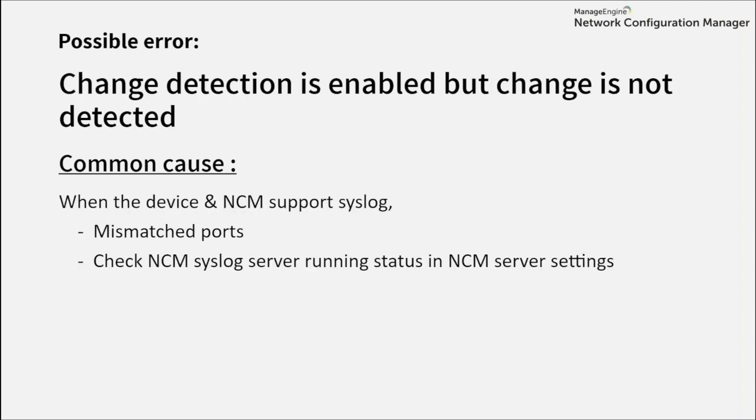Another error is that the change detection is enabled, but the change is not detected. So the common cause is a mismatched port. So you can go and check all the ports that you've specified. Or it could be due to the syslog server not being in running status. So as I showed earlier, you can go back to the server settings and check if it is in running status. If it is not, you can start the server and the real-time change-based configuration method will immediately be activated for that device.